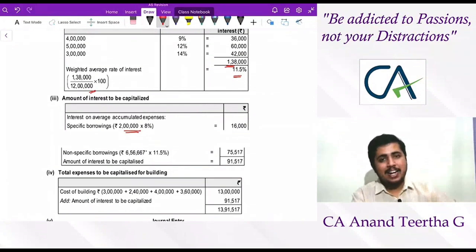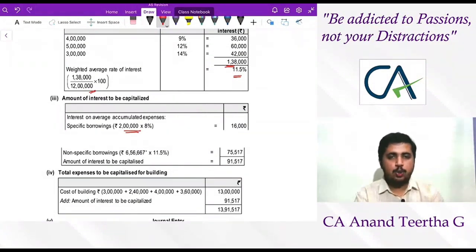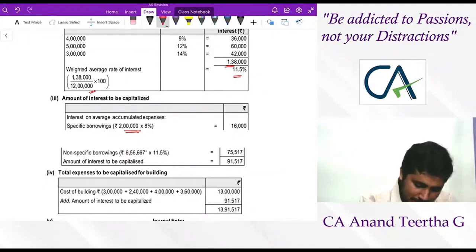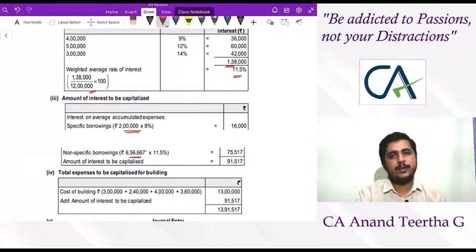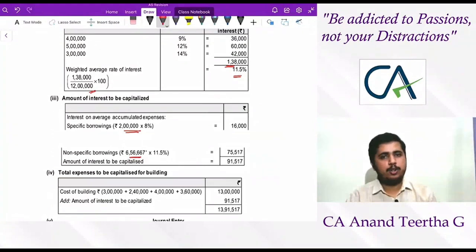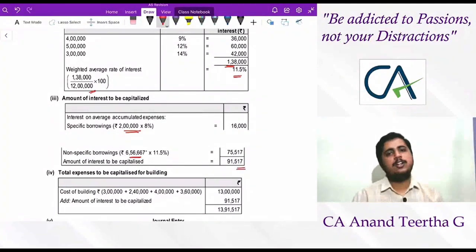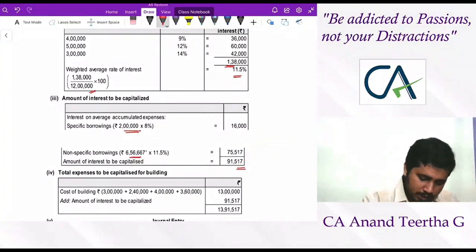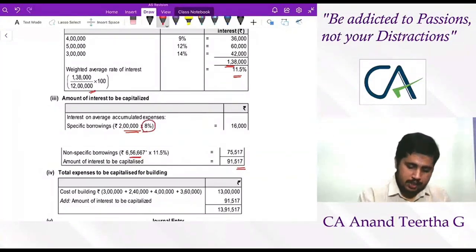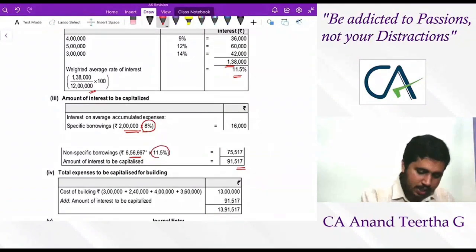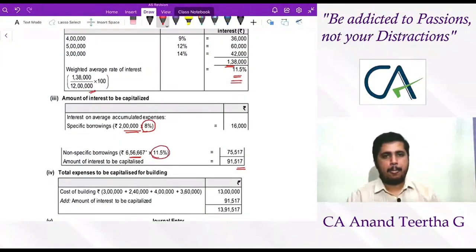Of 8,56,667, 2 lakh is specific borrowing; the other part will be general borrowing utilization. So 856,667 is the equivalent 12-month principal amount, of which 2 lakh is utilized through specific borrowing and the balance amount through general borrowing. That will give you the borrowing cost to be capitalized. For specific borrowing, you apply the interest rate of that loan. For general borrowing, you apply the capitalization rate, which is over here. So you are going to get the total amount of interest.